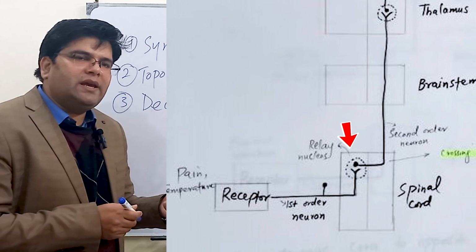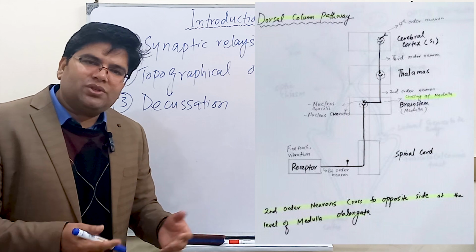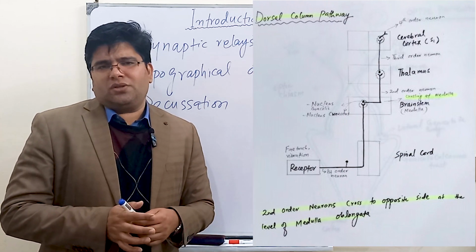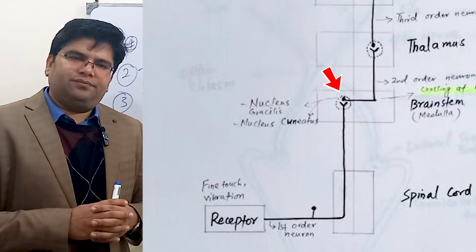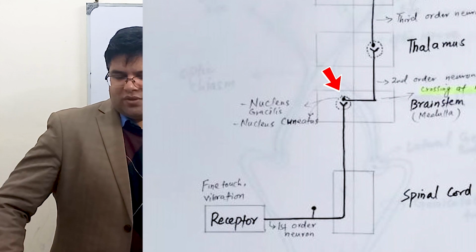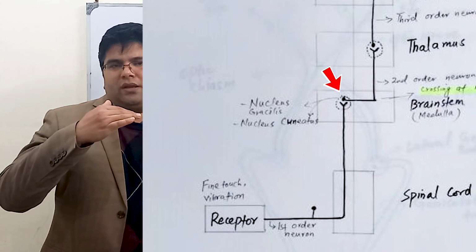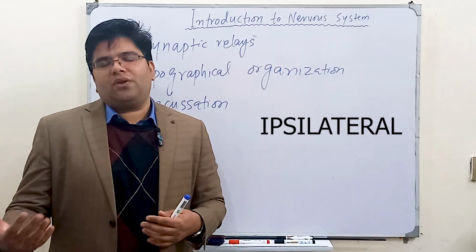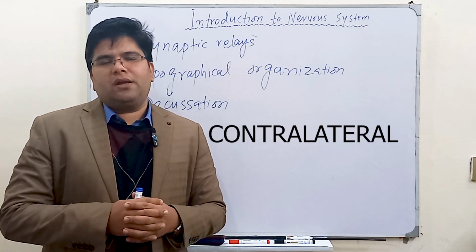And some of the information is carried by the dorsal column pathway. The information like vibration, fine touch, and proprioception crosses from one side of the body to the other side at the level of the medulla. So the vibration sensation from the right side of the body will cross to the opposite side at the level of the medulla. As long as the information is ascending on the same side, we call it ipsilateral, and when the information crosses to the other side, we call it contralateral.